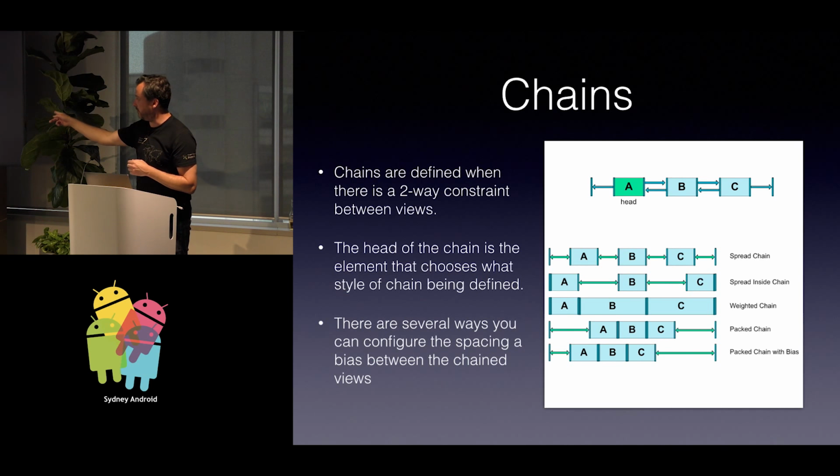You can specify a weight on the chain, so you can see here on the third row down, the A, B and C, they fill the width of the parent, and B and C are slightly wider because they've got a larger weighted value. You can pack the chain together, so you can say, look, I don't want any spacing in between the elements, I want them all bunched up next to each other. And again, you can specify a bias with that. So in the last row there, you can see we've got a packed chain with a bias that moves them kind of over to the left-hand side there.